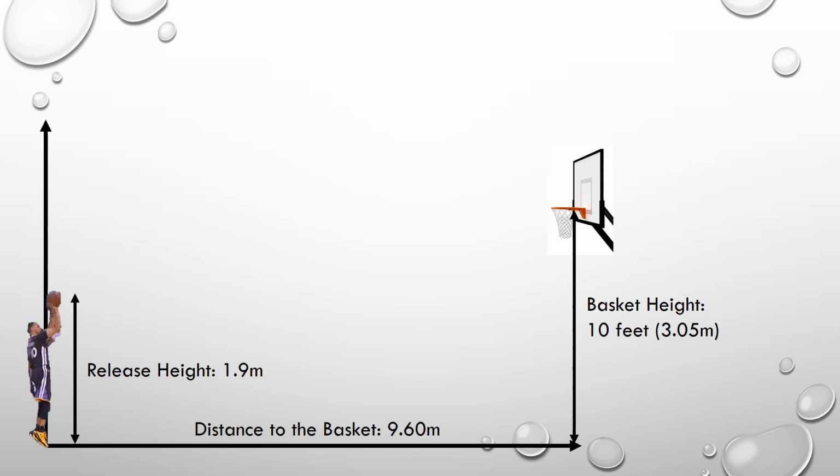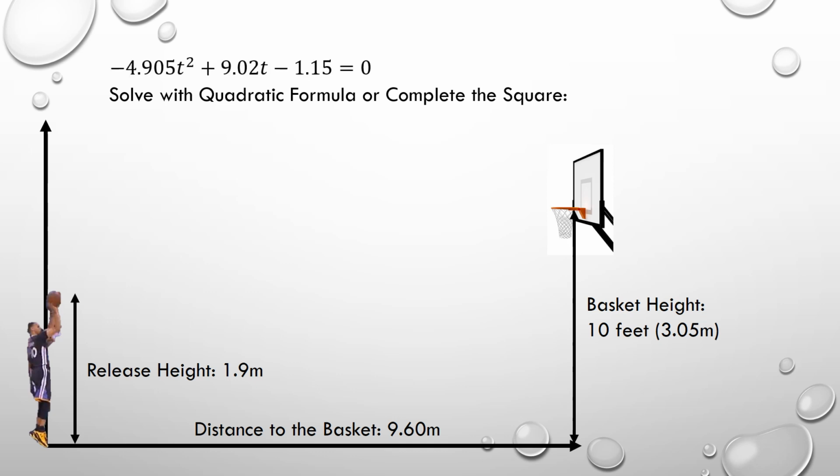Using the methods we learned in Chapter 2, we can solve the equation using the quadratic formula or by completing the square. I'll assume you already know how to do that, and I'll just include the answer, which is t equals 0.138 seconds or t equals 1.701 seconds. That tells us that the ball reaches a height of 3.05 meters at 2 points in time, when t equals 0.138 or when t equals 1.701.